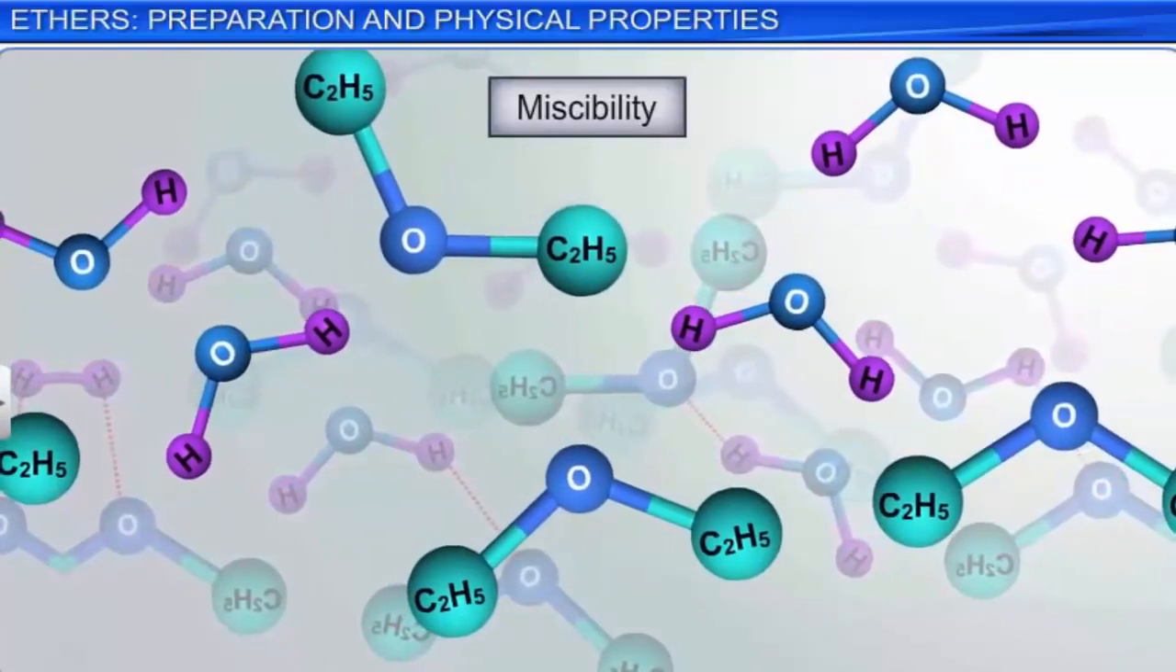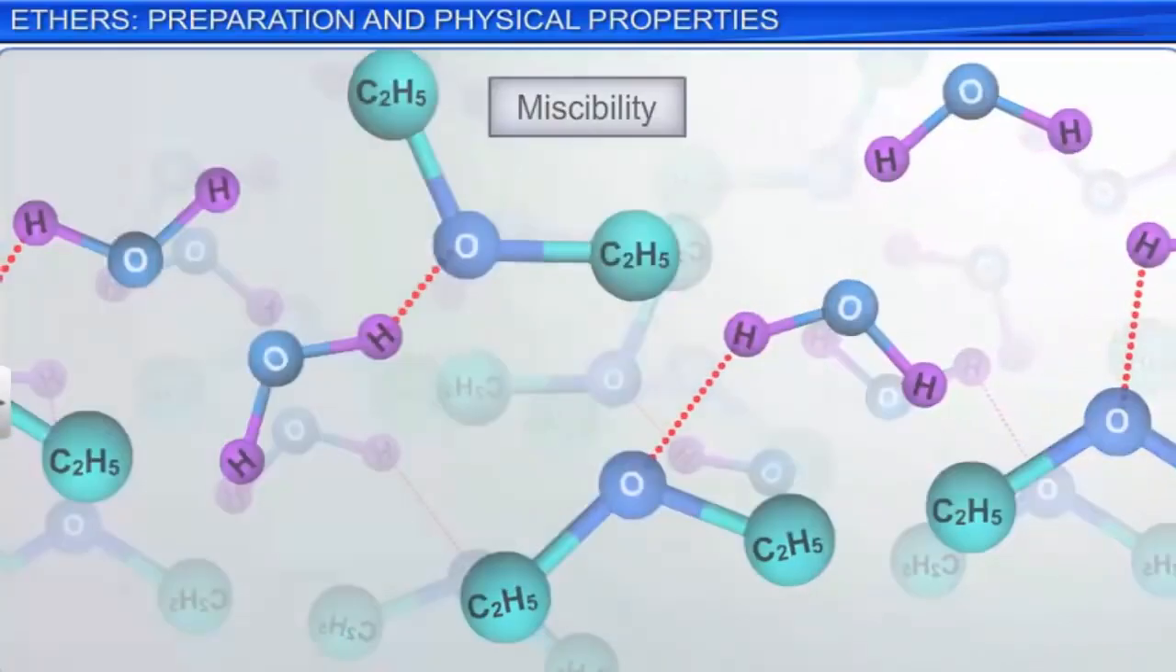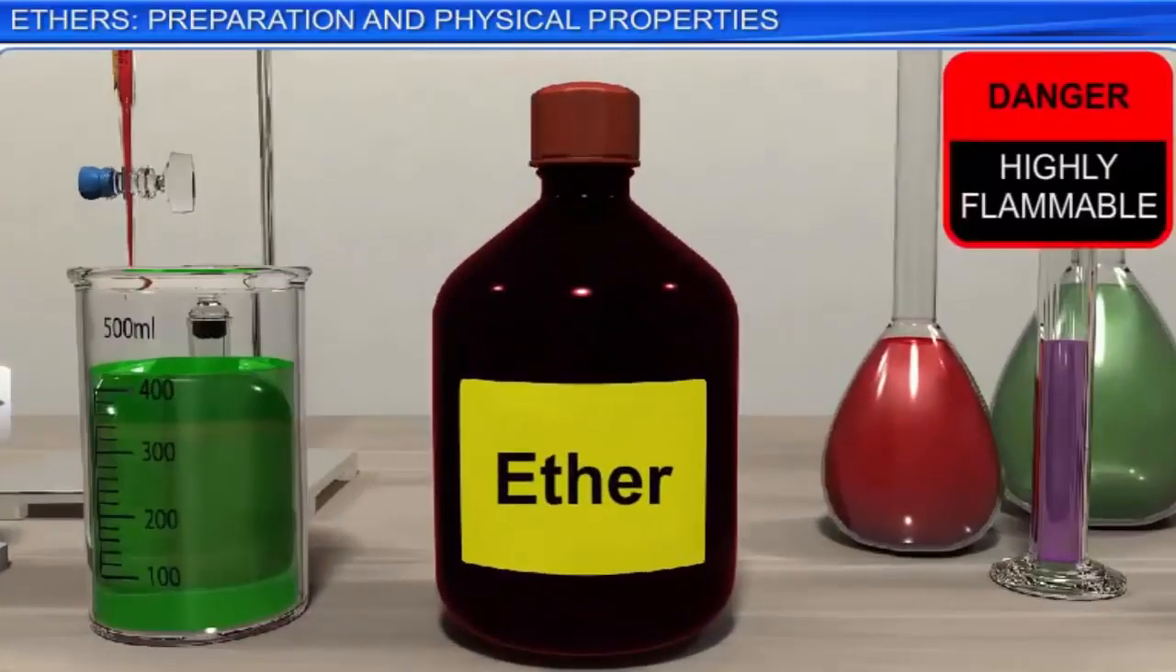As a class of molecules, ethers are extremely flammable. They are volatile substances as well. Avoid this serious fire hazard. Never have open flames if ethers are being used in the lab.